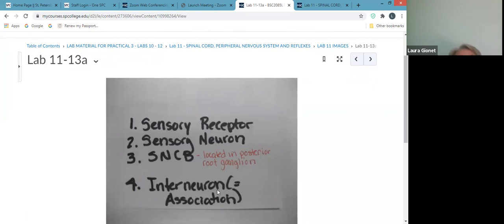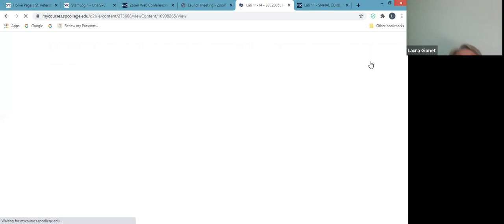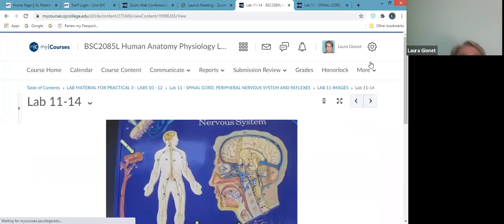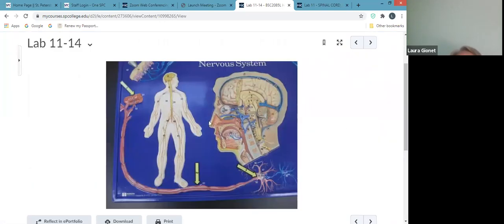And then we have our interneuron or association neuron. And you should know where its cell body is located as well. Should have really written in here, cell body found in posterior horn. Now, the other reflex model is going to show that a little bit better, so be patient. Right now, we're labeling up the remaining portions of your reflex arc.